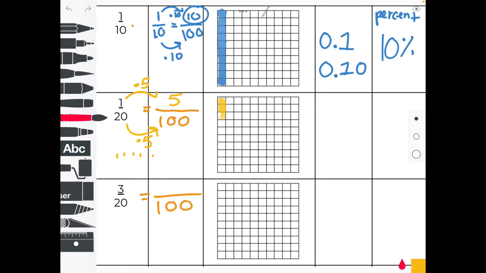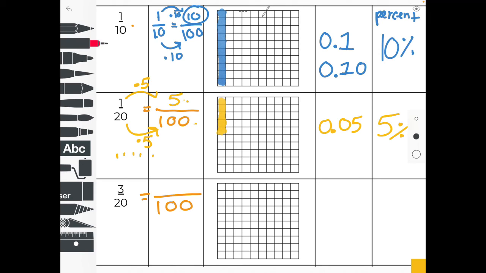Okay, so 1, 2, 3, 4, 5. So we've got 5 hundredths. And this tells us that there's a 5 in our hundredths place. So when we write our decimal, there's nothing in the tenths place, but there is a 5 in the hundredths place. And once again, percent means out of 100. So we have 5 out of 100, so that's 5%.